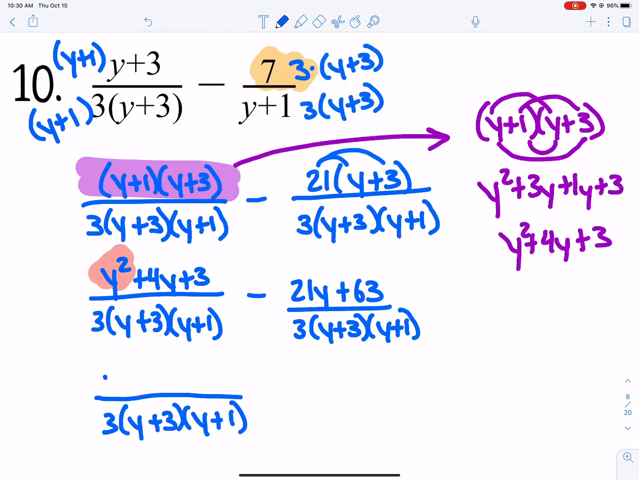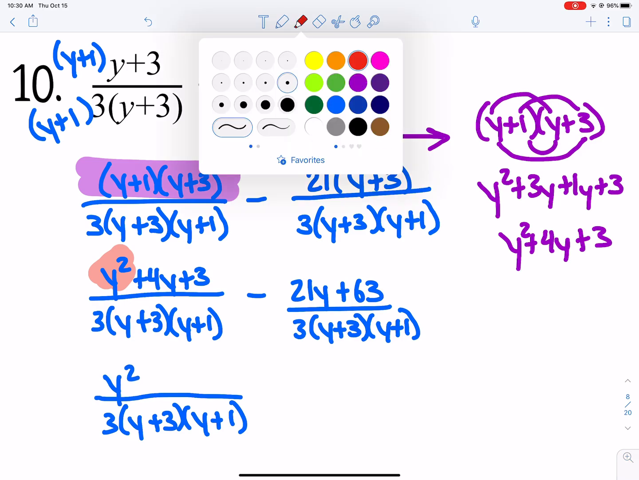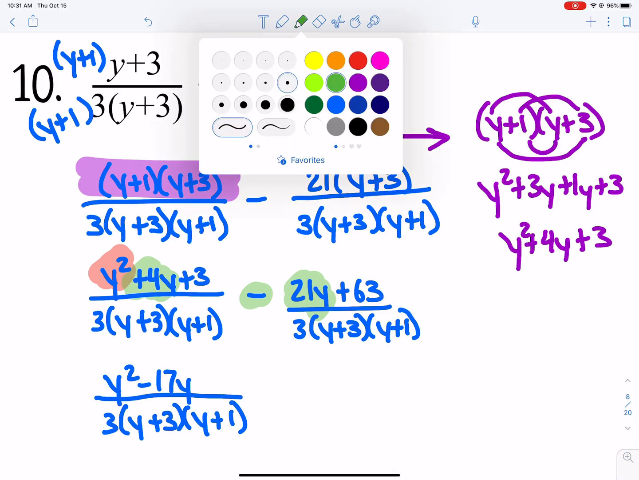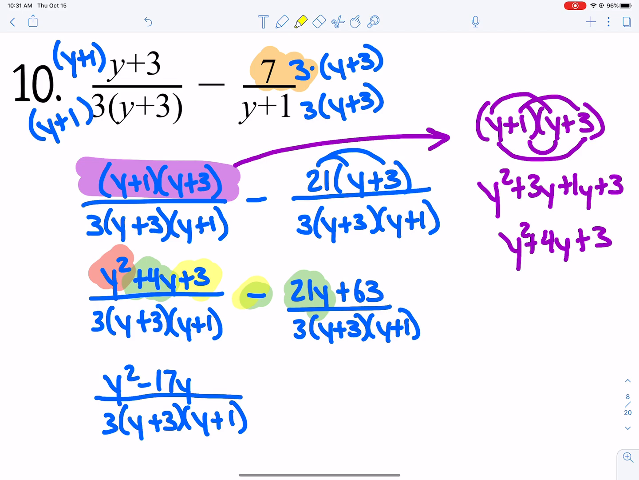That doesn't go with anything, so I'm going to bring that down. Then I have 4y minus 21y. So 4 minus 21 is negative 17y. And then I have 3 minus 63. So 3 minus 63 is negative 60. And so that looks like a basic trinomial. I'm going to figure out what could I multiply to be negative 60 and add up to negative 17 to see if I could simplify this a little further.